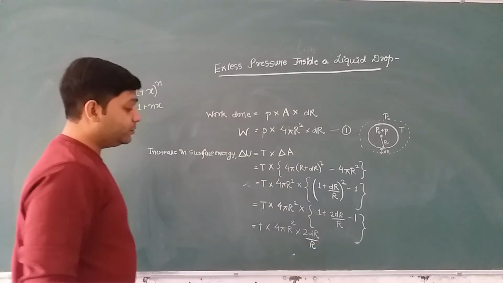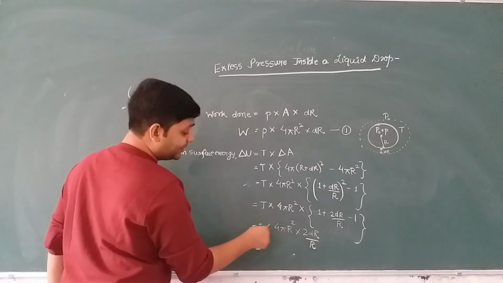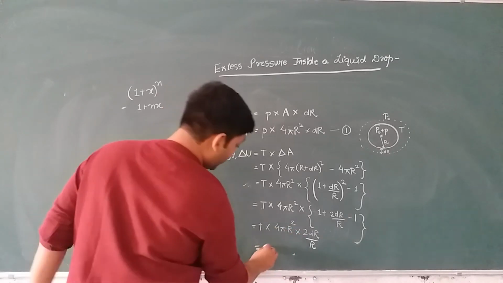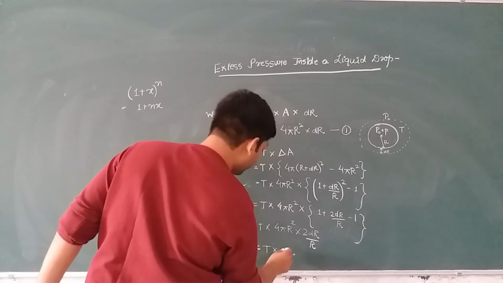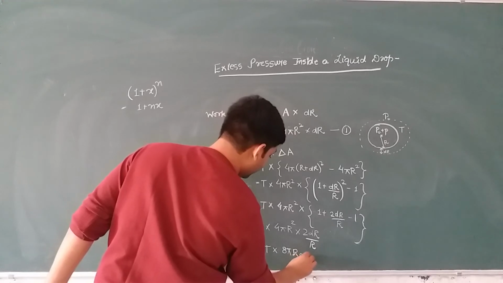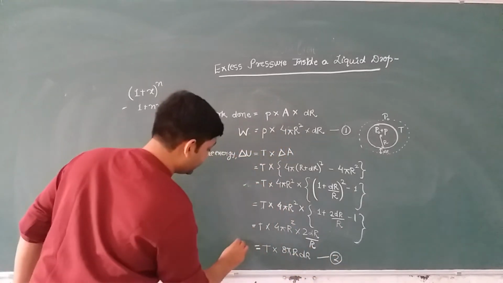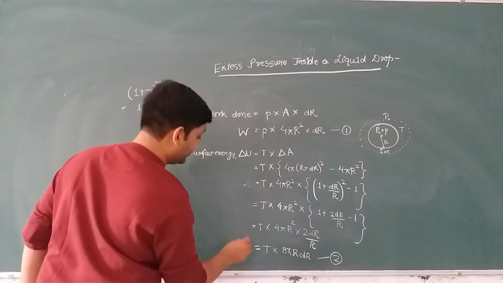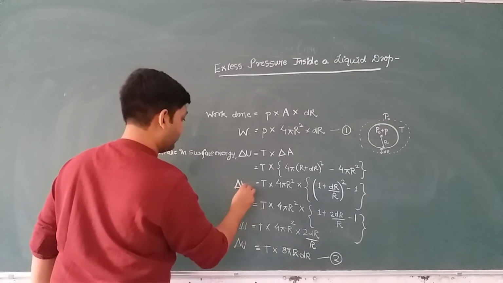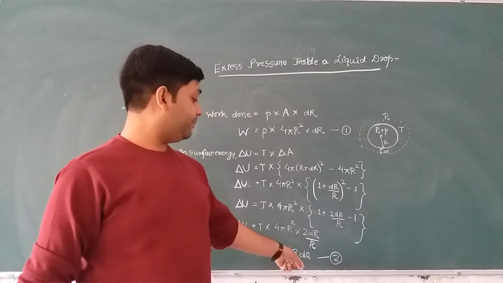So that we don't get confused. Now this can be written as T, and this r gets cancelled with one r, and we are left with only one r, and 4 into 2 becomes 8. So all in all, we have T multiplied by 8 pi r dr. This is our equation number 2, and this is the value of delta U, the increase in surface energy.